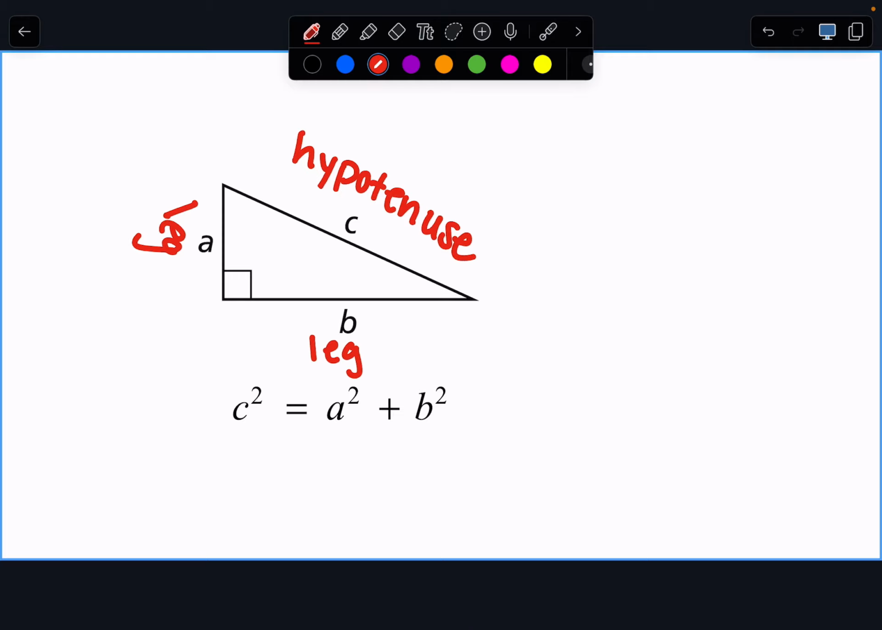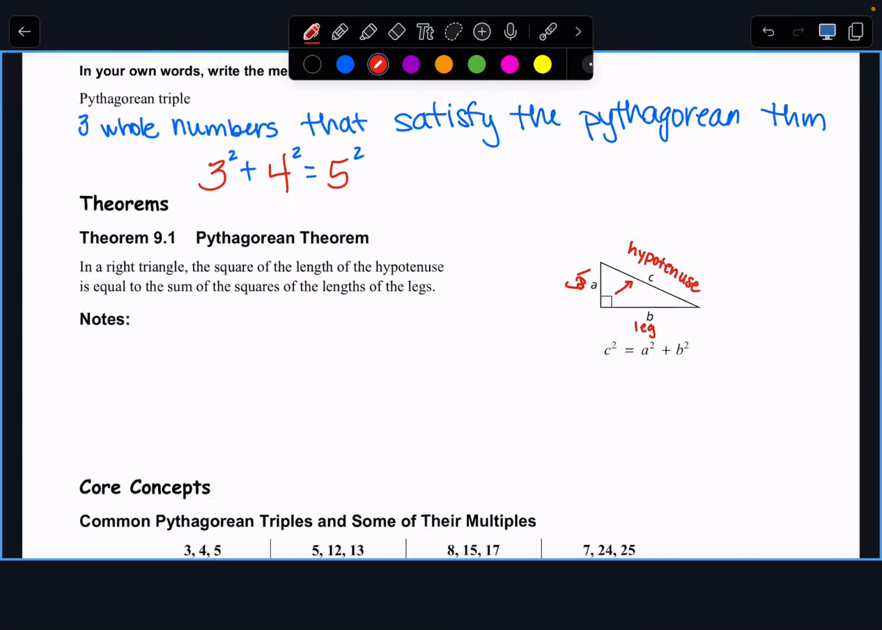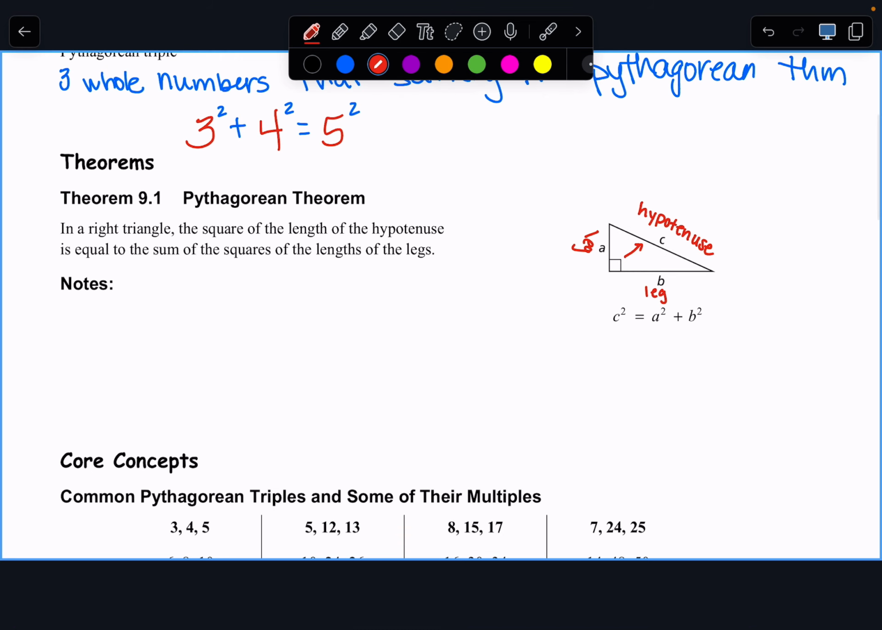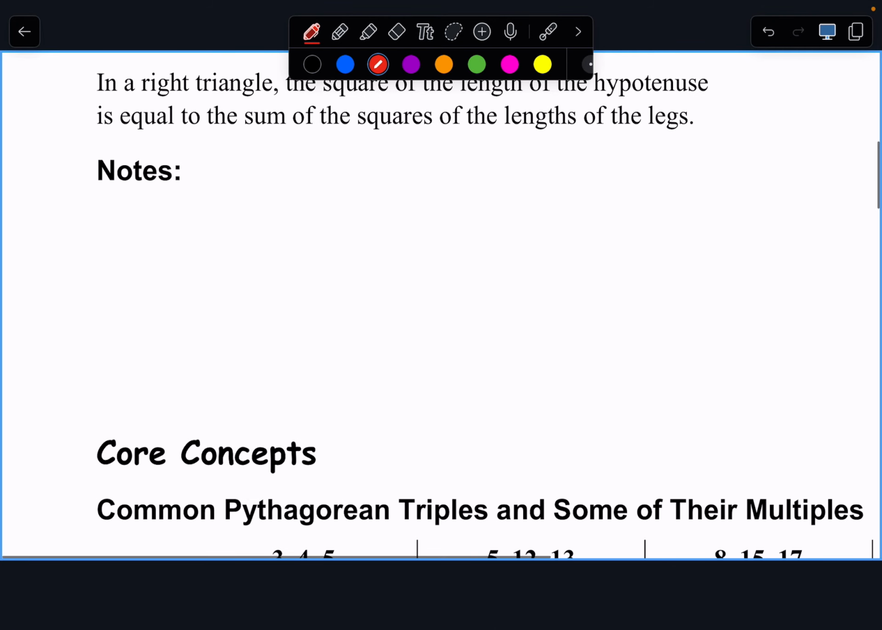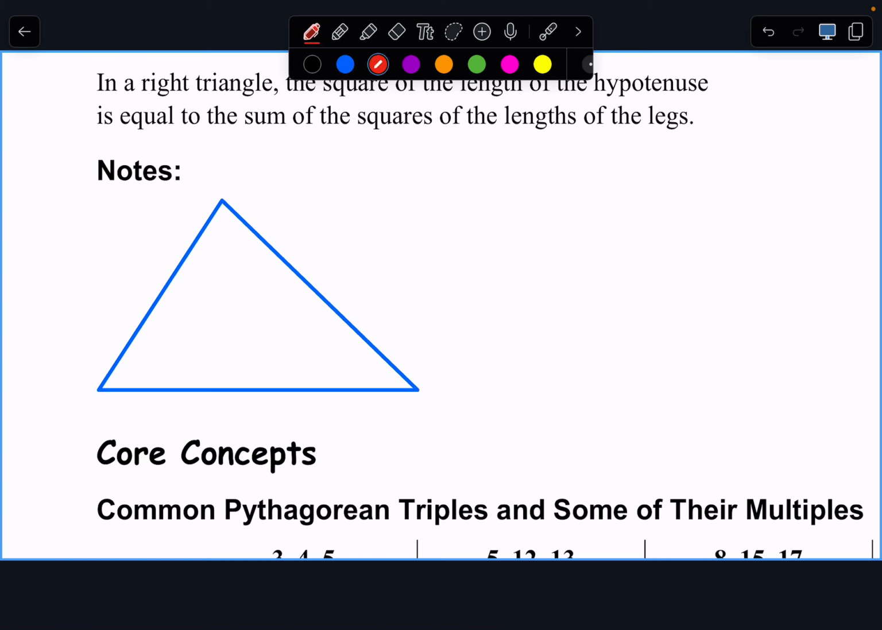Now, question for you. How do we know which one's the hypotenuse? What do we look for? It's always opposite of the right angle. Okay. Excellent. Now, could you please draw this picture where it says notes? Right there. Thank you.